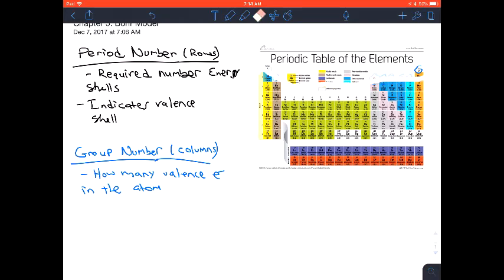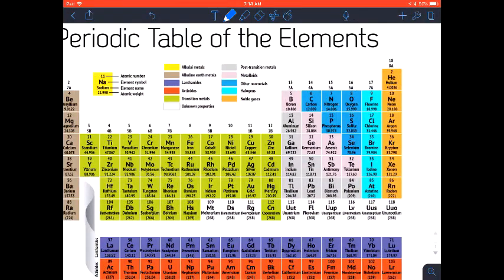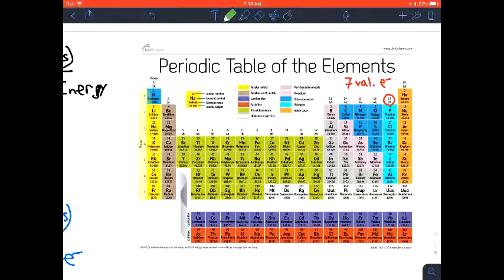So for example, if we're looking at, say, fluorine, fluorine is in group 7. Since it's in group 7, that means that fluorine is going to have 7 valence electrons. If we're looking at group 2, it's going to have 2 valence electrons. The same holds true for anything that's labeled A, which are the main group elements.